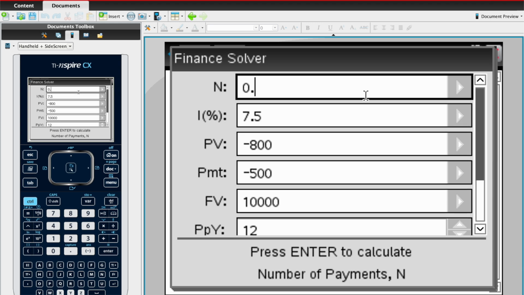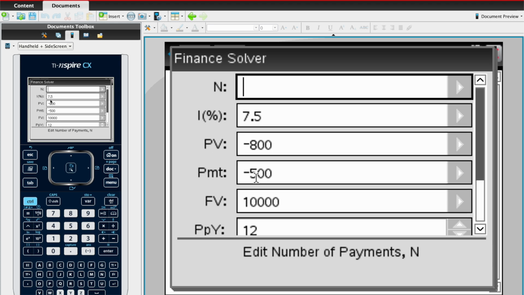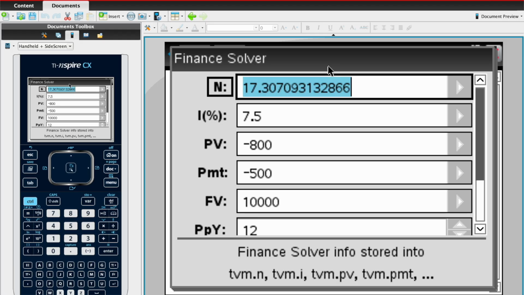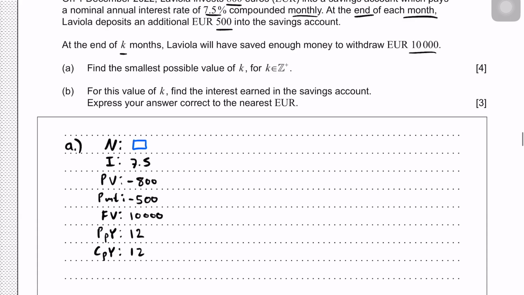Let's find out our value of N, that is to say how long it takes for Laviola to reach €10,000. In this case, it will take 17.307 or 17.3 months. So let's go back to the document and try to unpack this a little more. In this case, N is equal to 17.307. But here, they're asking us, okay, K has to be a positive integer. That means whole number. So in this case, let's say 17 months have passed.